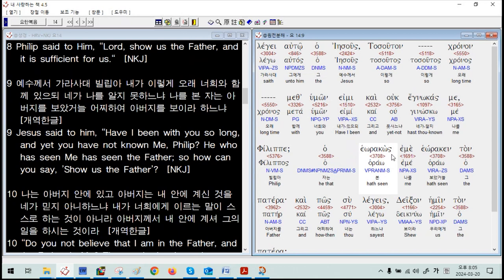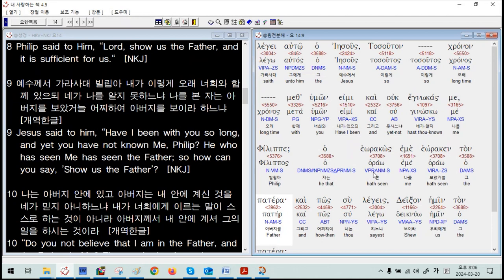Heorakos. Horao, stare. The one, you see, verb participle, present perfect. The one has stared at me. You see again, heorakemen, verb indicative, perfect, horao. Present perfect, right? Has seen, has stared at the Father. Then whoever learned from the Christos Jesus, whoever hears from the Christos Jesus, they are the ones who discern clearly the Father. So it's a horao word.